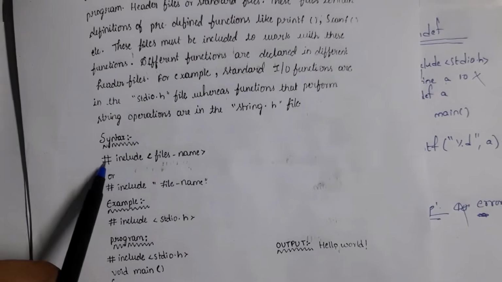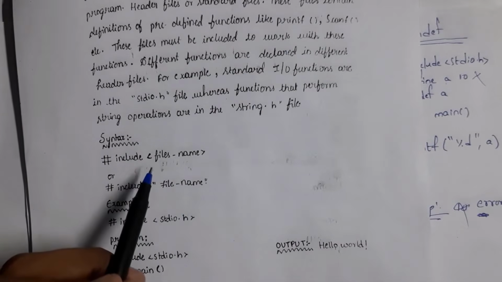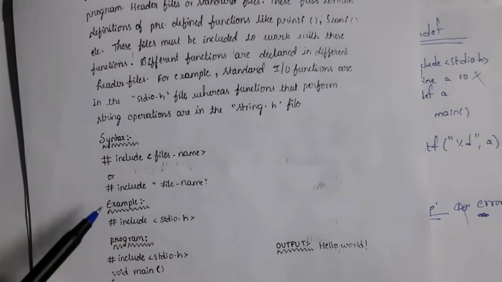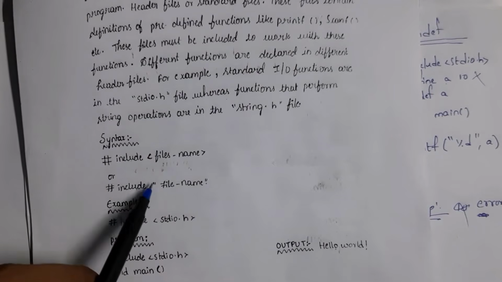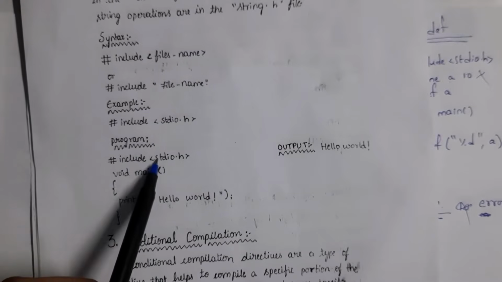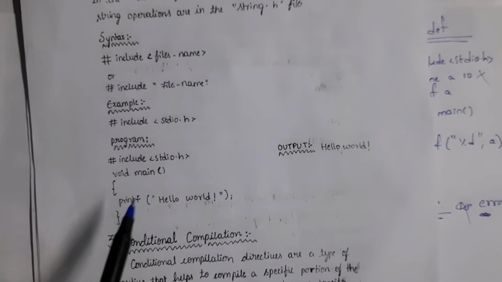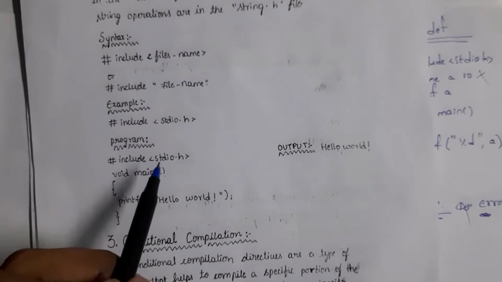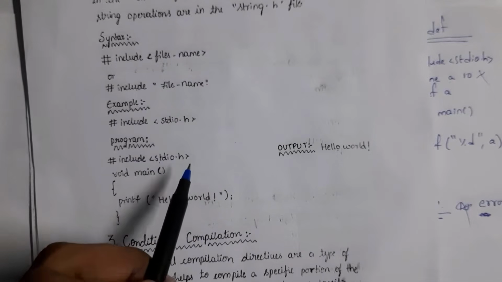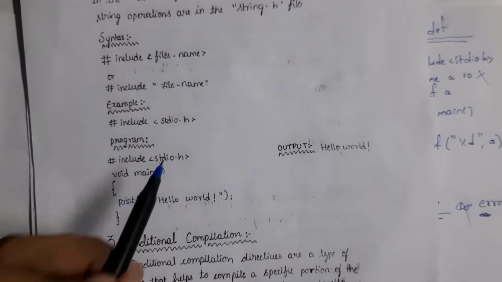That is, we start file inclusion with #include, and inside angle brackets I wrote the file name, or you can also write it like this: #include, double quotations, file name. This is an example. Here I wrote #include <stdio.h>. After that I wrote void main, and inside void main I wrote printf("hello world"). Here I took the header file stdio.h, because the meaning of printf is present in stdio.h. So I took #include <stdio.h> here. This is an example of the file inclusion directive.